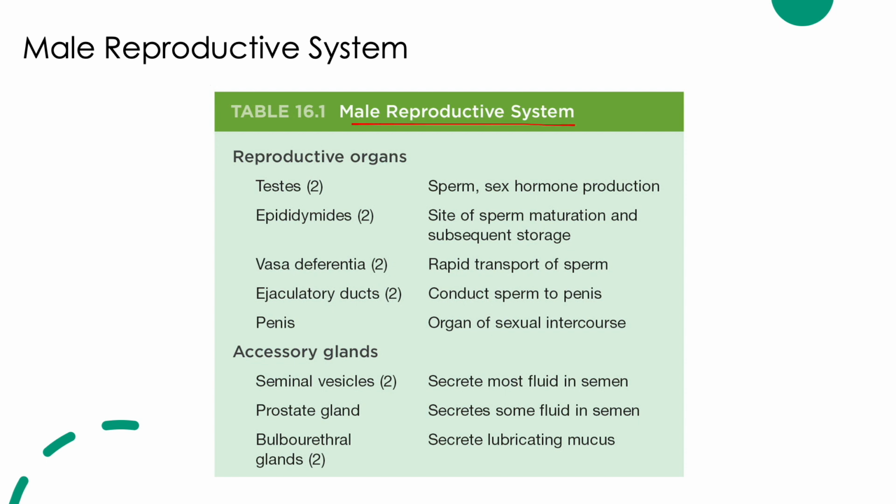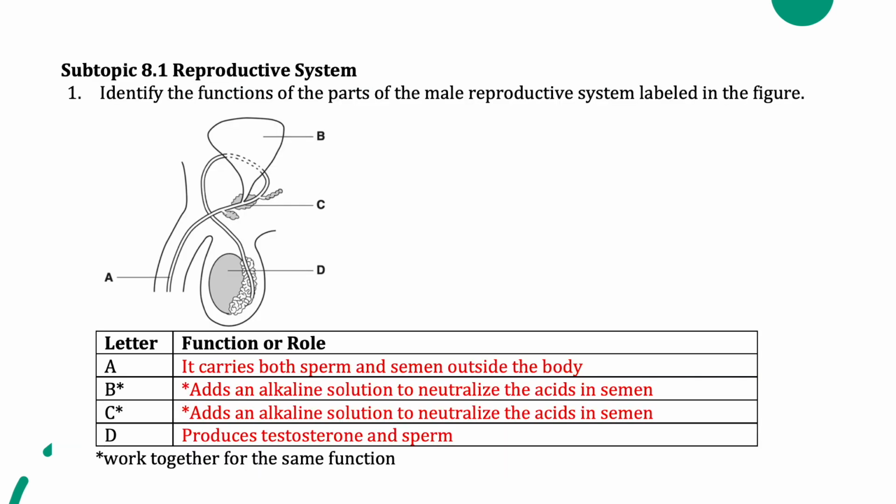In this table, all the parts, the reproductive organs and the accessory glands are listed. You can pause and go through in detail. Question: identify the functions of the parts. So first of all, you need to know what these parts are. You can easily look over here.